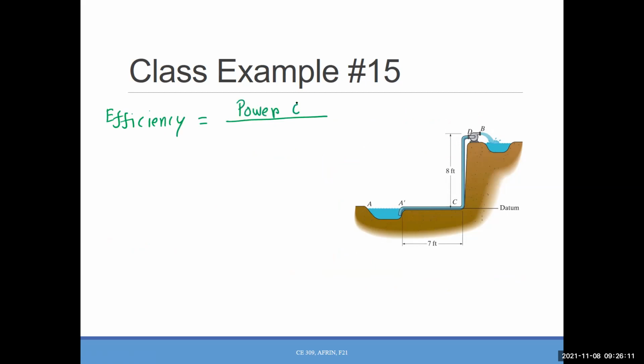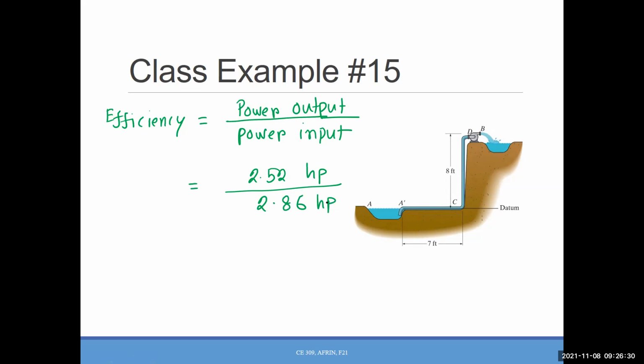power output over power input. That means you got 2.52 horsepower, 2.86 horsepower, 0.88, right? Now, if you keep that in that way, that is the correct answer.